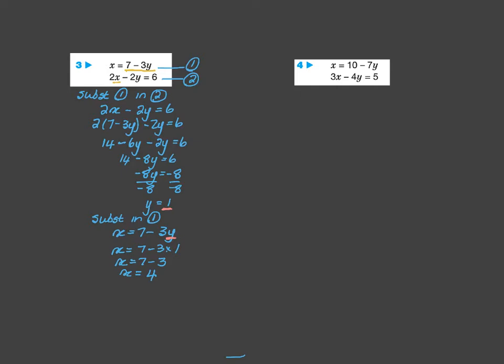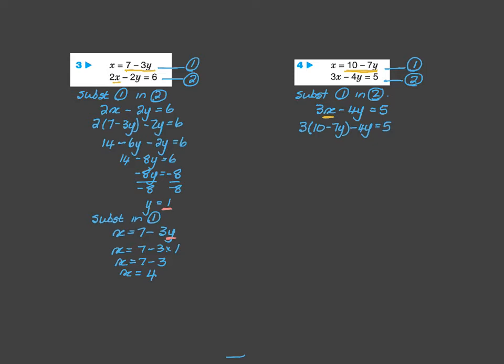Number 4 is similar to number 3, where equation 1 is the equation that has got x as the subject of the formula, and so I am going to substitute equation 1 into equation 2. Let's write down 2. So x is equal to 10 minus 7y. So over here I'm going to put 10 minus 7y, remembering my bracket. 3 multiplied by 10 minus 7y, because it was 3 multiplied by x, minus 4y is equal to 5.